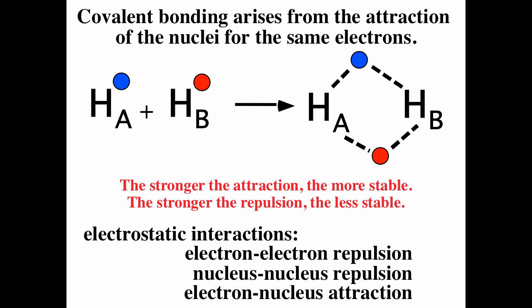The stronger the attraction, the more stable. The stronger the repulsion, the less stable. And so as the two atoms come closer, you'll have some electron-electron repulsion, you'll have some nucleus-nucleus repulsion, but you'll also have the electron-nucleus attraction, and it's the attraction that causes the formation of the bond.